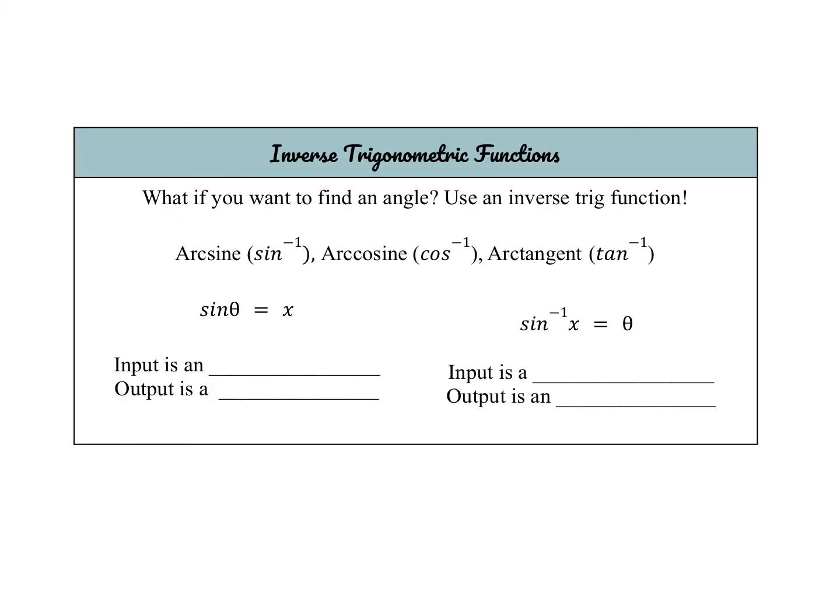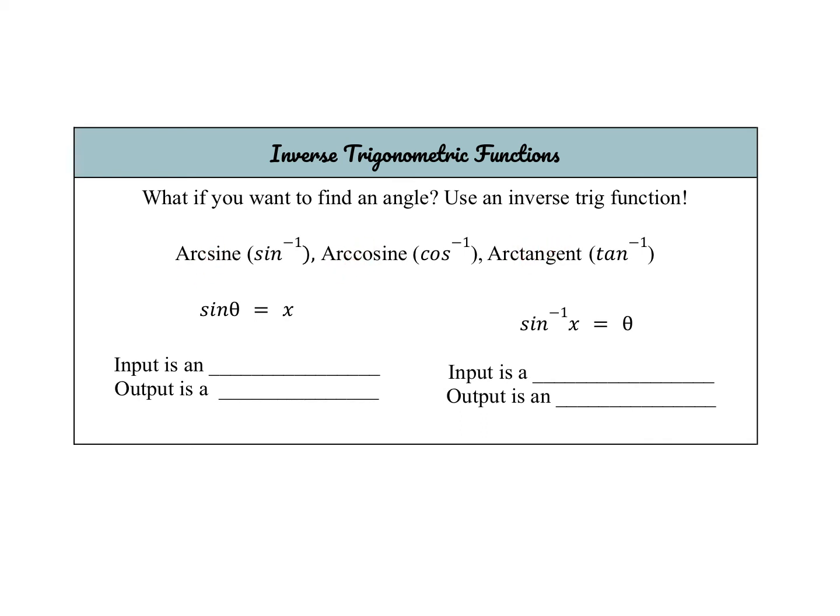Okay, so now we're going to talk about what we should do if instead of trying to find a side length, we're trying to find the angle. So for this, we're going to be using our inverse trig functions, which are called arcsine, arccosine, and arctangent. I know the names are a little bit funny, but I want you to use the correct names for these. Again, arcsine, arccosine, and arctangent.